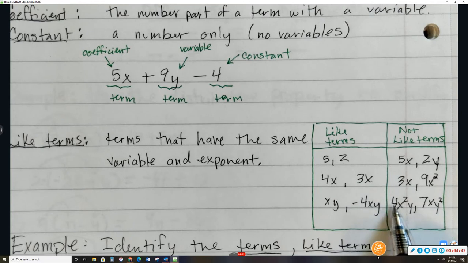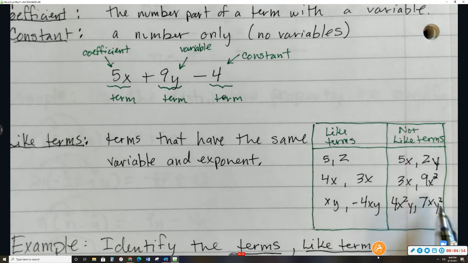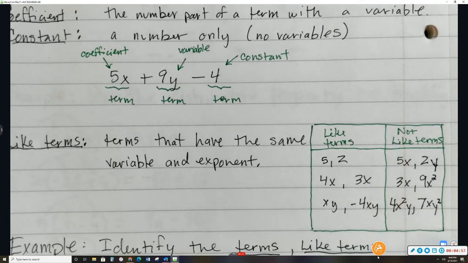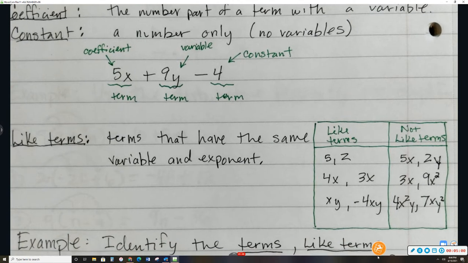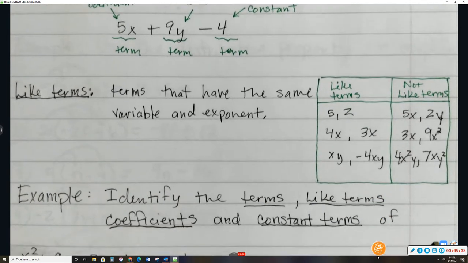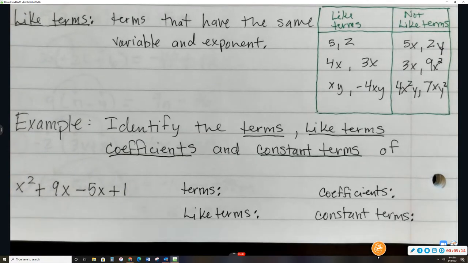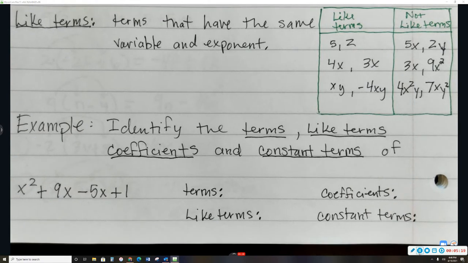And then here's an example, 4x squared y, 7xy squared. Again, these are different because here the x has a 2 for the exponent, and here the x has a 1 for the exponent. Okay. So there's that. So pause it again. I'm going to lower it to get the last example. So here's our last, the only example we got.